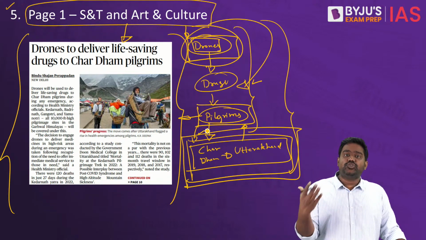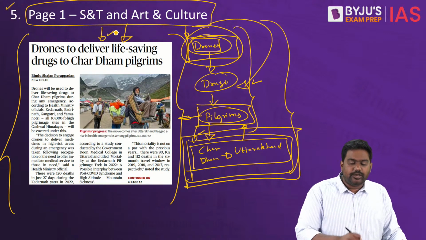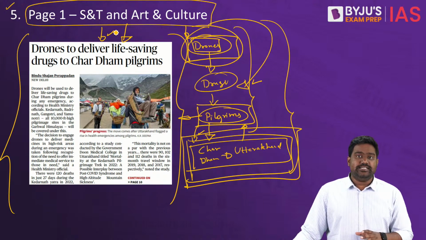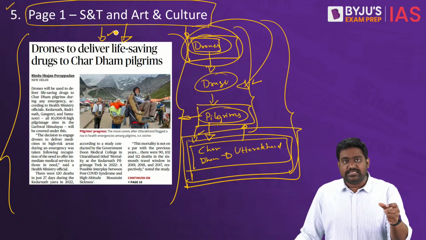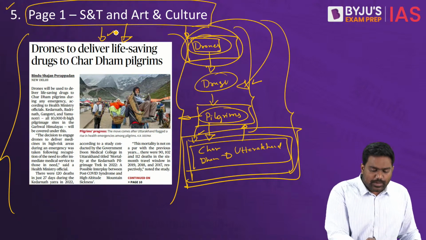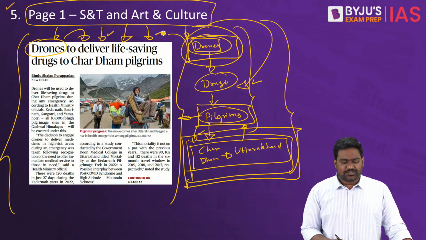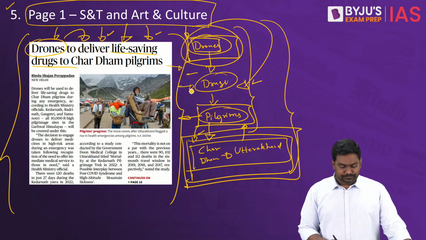And recently the number has gone up. It has gone into 120, 140 range. Every year more than 100 pilgrims are losing their lives. So a lot of people face health emergencies during the pilgrimage. So it's important to reach out to them with medical assistance on time. That is why drones are being considered as a quick solution to dispatch life-saving drugs to these pilgrims.